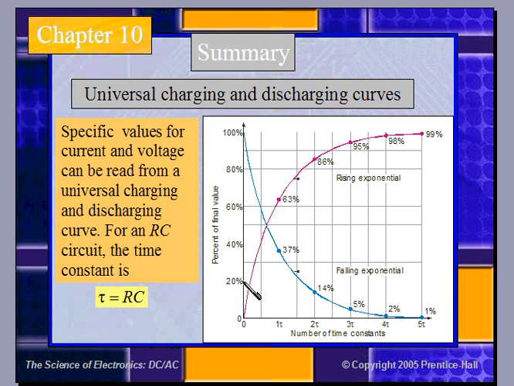So this is the universal charging and discharging. This is the increasing exponential. This is the discharging. And at certain time intervals, you know what percentage of voltage the capacitor is going to be at. Now each time interval is expressed by the resistance times the capacitor value.